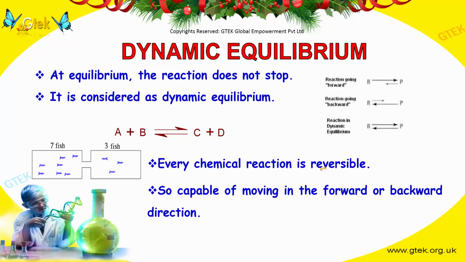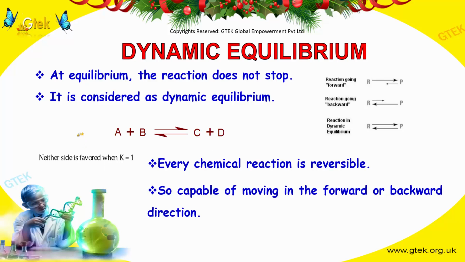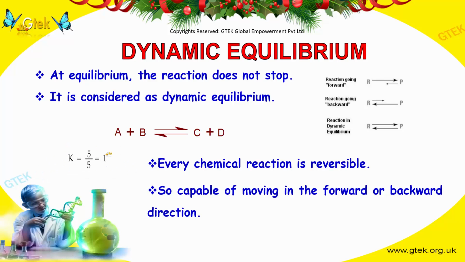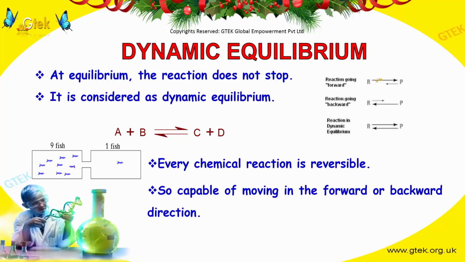You can see here, I got a fish tank, 10 fish. So if it is equal, 5 fish, it is stable. This is referred to as dynamic equilibrium. So the reaction is going forward, and if there is any excess reaction, the reaction will go backward and it will become equal. That's referred to as dynamic equilibrium.